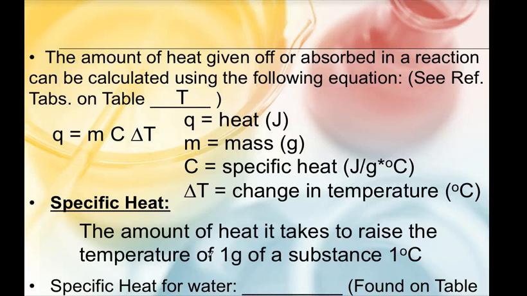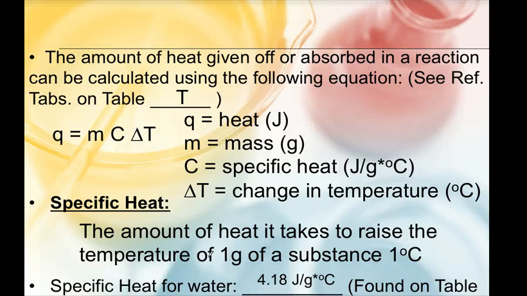Specific heat is the amount of heat it takes to raise the temperature of 1 gram of a substance by 1 degree Celsius. Every substance has its own specific heat. Water, for example, has a relatively high specific heat. Now, what does it mean? And you should probably write this down. If something has a high specific heat, that means that it takes longer to heat and longer to cool.